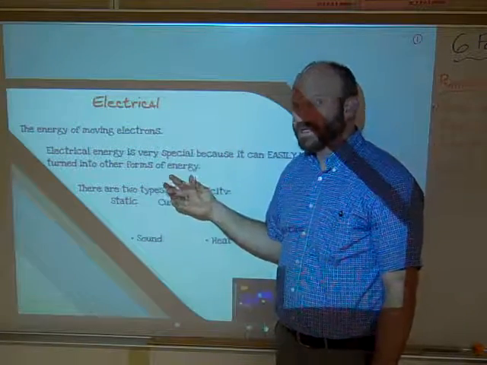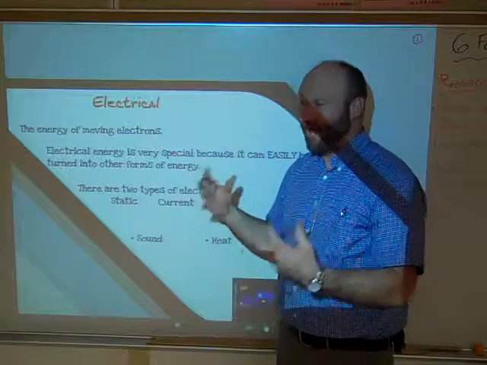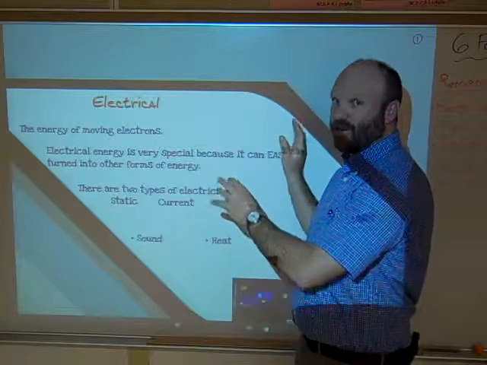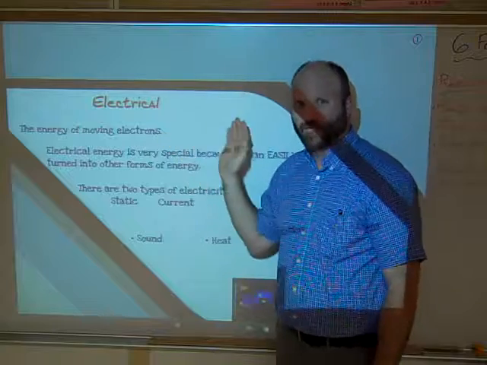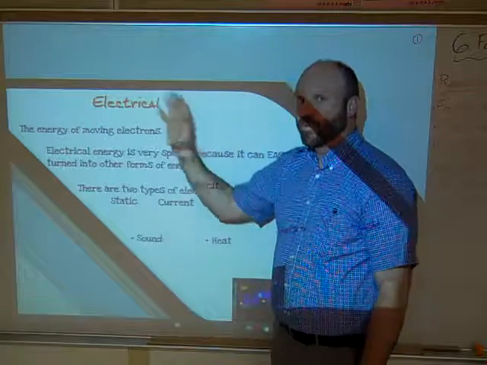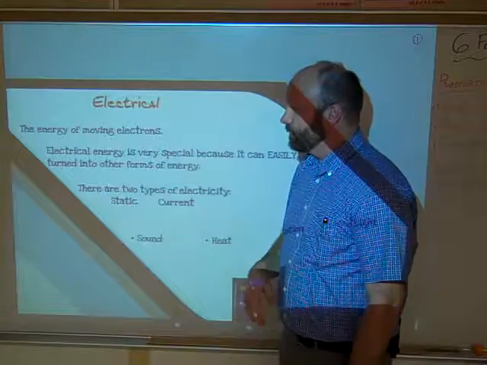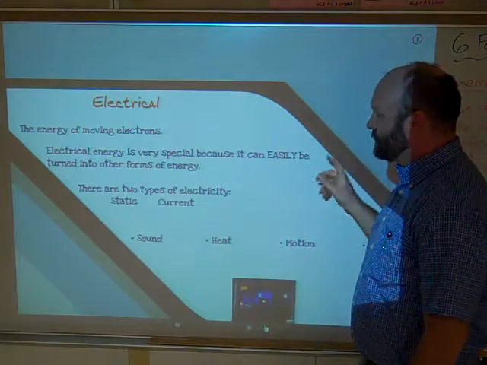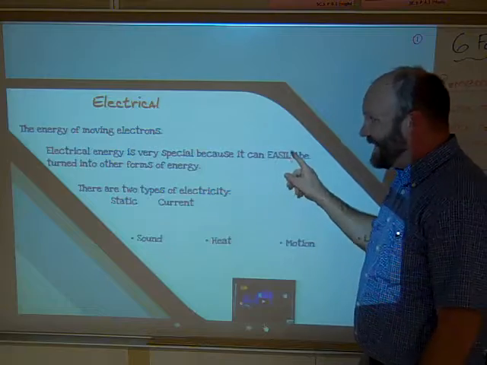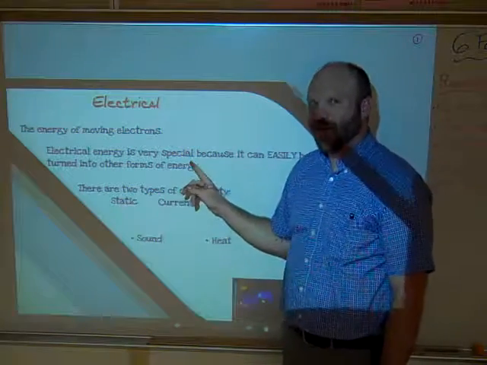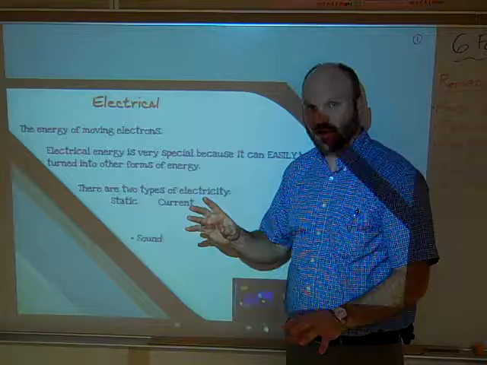Now those electrons can move. So if you have 2 atoms next to each other, the electrons can actually jump back and forth. When those electrons move from one atom to another, you create electricity. Electrical energy is a very special form of energy because of how easily it can be turned into the other types of energy. Think about that.